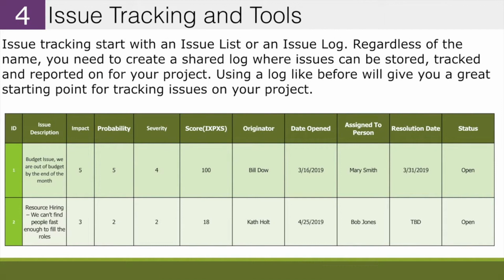Step 4 is your issue tracking and tools, right? So this is your issue list or your issue log. There's a million different names for it, right? But you do have to store a log of your issues, okay? And so you think about this, it could be really anything, but you've got some key components here, right? You've got your impact, your probability, your severity, and you have your score. And what you're doing is you're timesing your impact and your probability by your severity. Right? You've got your originator, your date open, who's assigned to. So a very basic issue list, a very basic issue log. But it's something that really stores that.